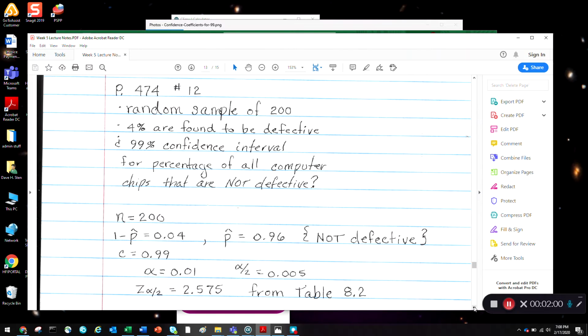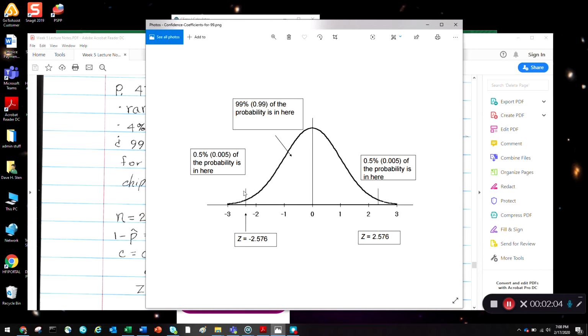With a 99% confidence interval, when we look at the graph and look at our charts, we're going to go out with a two-tailed test, 1% on either side. That means we look up 0.995 area in the chart, and we come up with a z-score of 2.576.